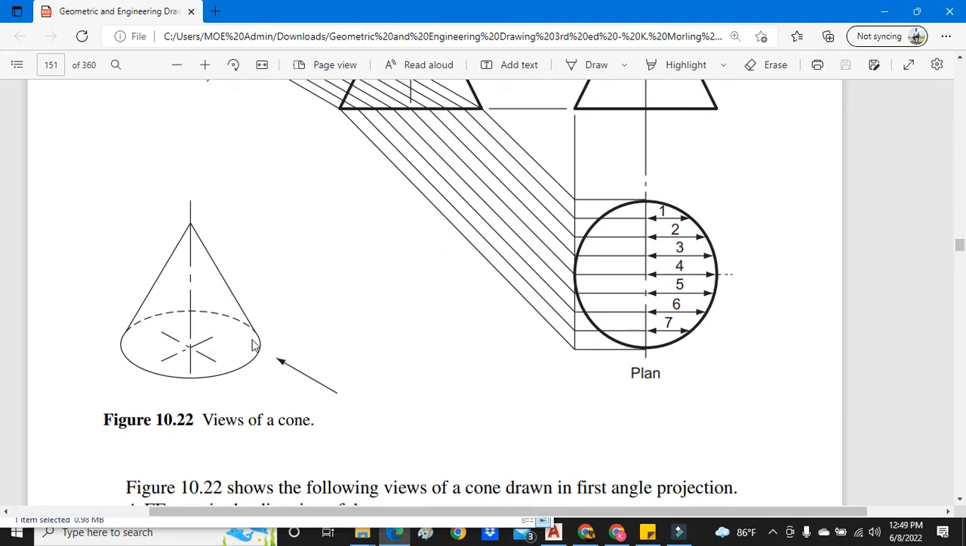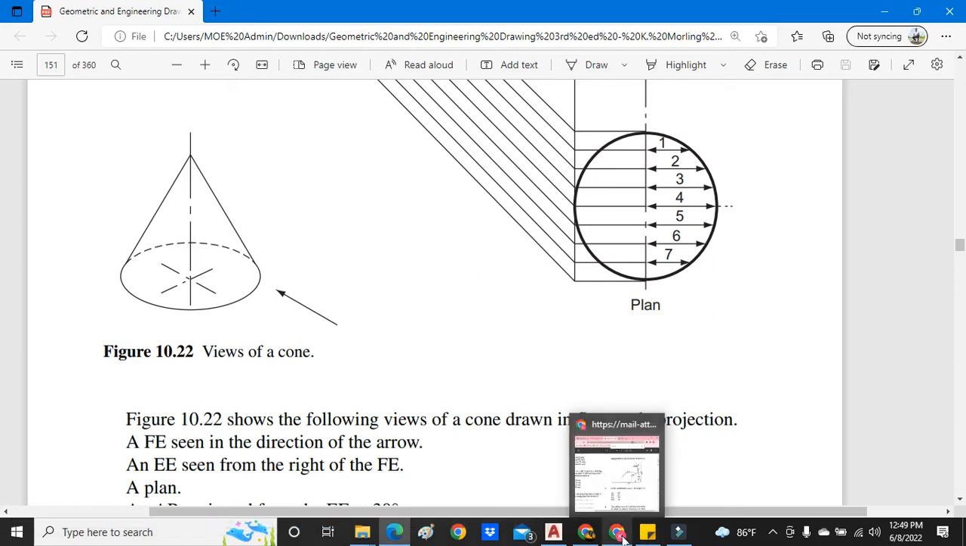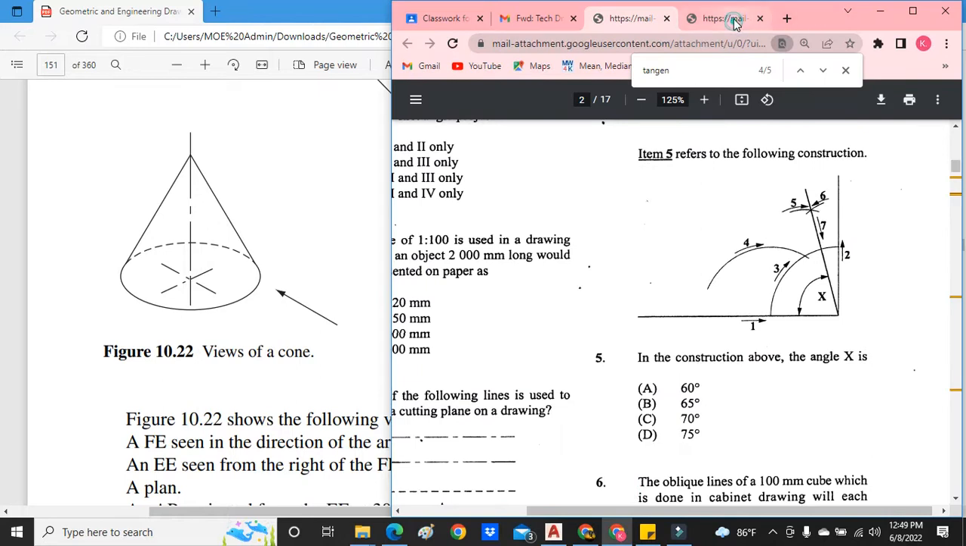So we have four solid figures in geometry. You would be familiar with them, but for this one, we're only looking at the cone right now. You also have a prism, pyramid, and you have a cylinder. So just let me take a quick look.